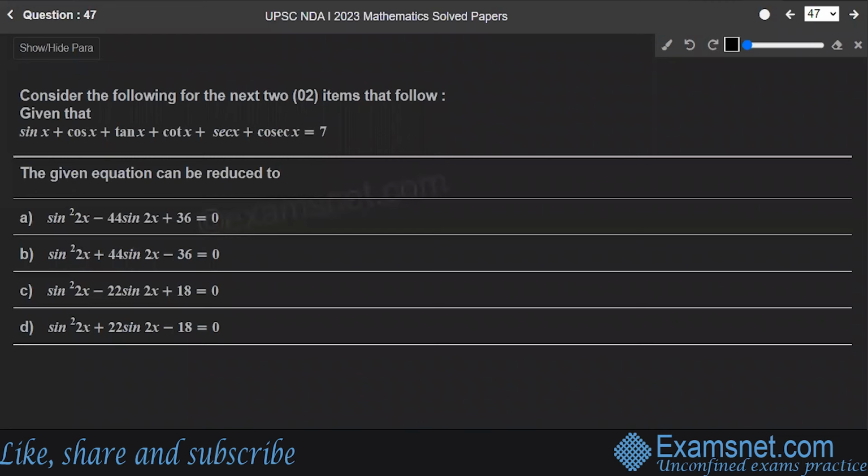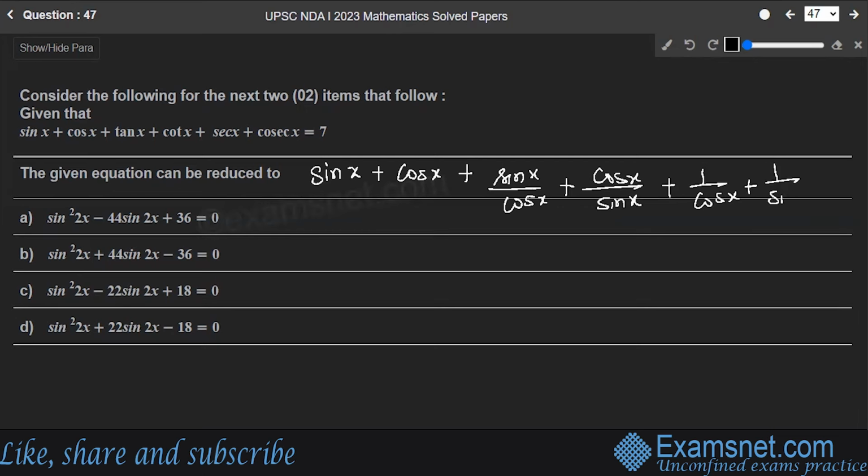Question number 47. You have to consider 47 and 48 questions for this statement. Now it says sin x plus cos x plus tan x plus cot x. Let's write it down. I'll directly open it up. Okay. So tan x can be written as sin upon cos, plus cos upon sin for cot x, plus 1 upon cos, plus 1 upon sin, is equal to 7.